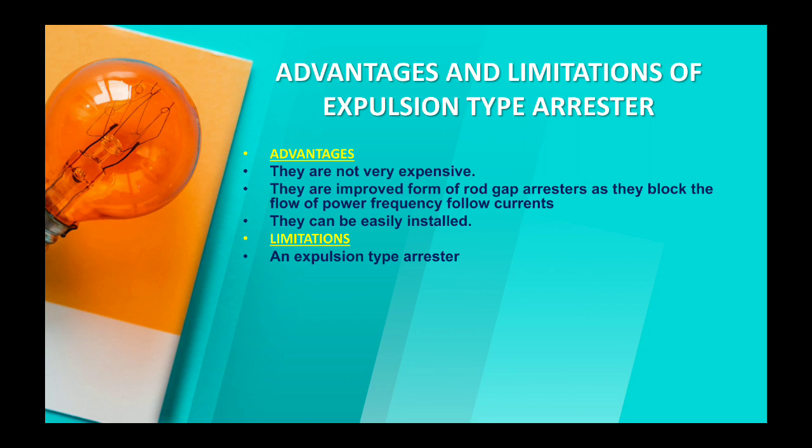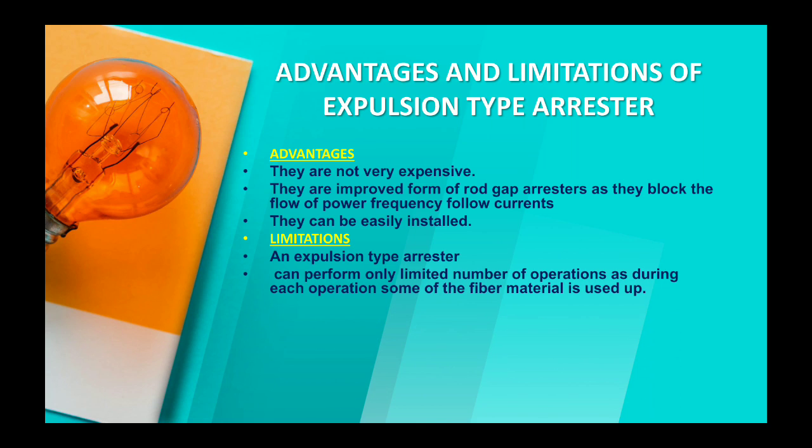Now the disadvantages or limitations of the expulsion type arrestor are as follows. An expulsion type arrestor can perform only a limited number of operations, as during each operation some of the fiber material is used up. So when the fiber material is finished, then it cannot be operated. So that is the big disadvantage of the expulsion type arrestor.